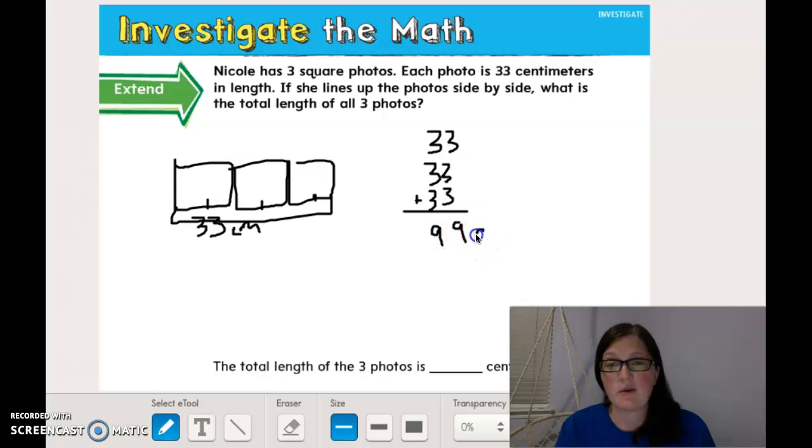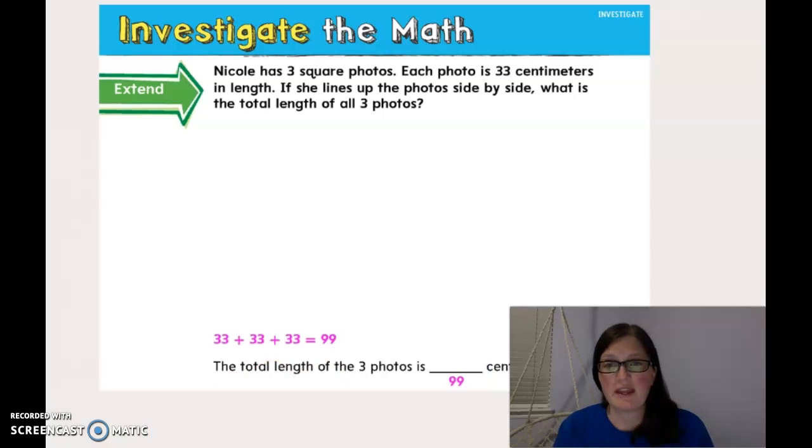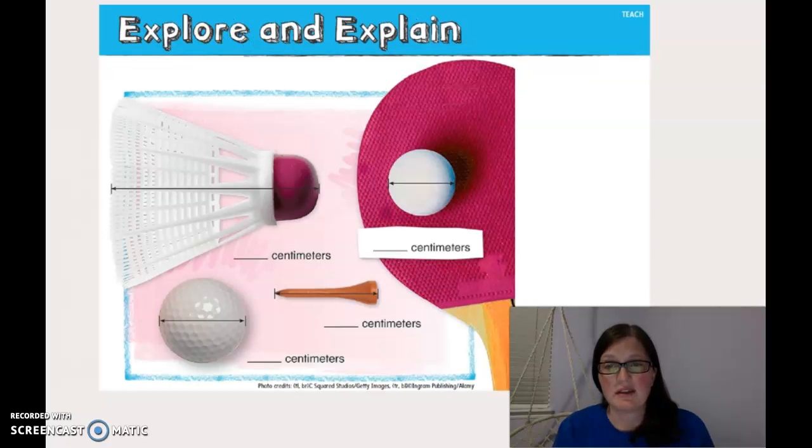And remember, I need to tell what we measured with centimeters. 99 centimeters long. So the total length of the 3 photos is 99 centimeters. So just like with inches or any other number, we can add them up. We just want to make sure that we tell what we measured in. Okay? So again, we're going to kind of jump through these.